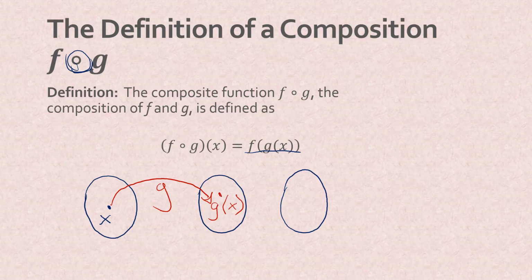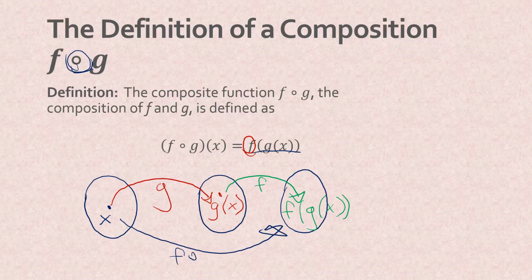Then the next question is, what does g of x get plugged into? And if we look at this composition, we can see it's going to get plugged into f. So now you apply f to g of x to produce the final outcome, f of g of x. That chain of functions, g and then f, is what we call the composition function f composed with g.